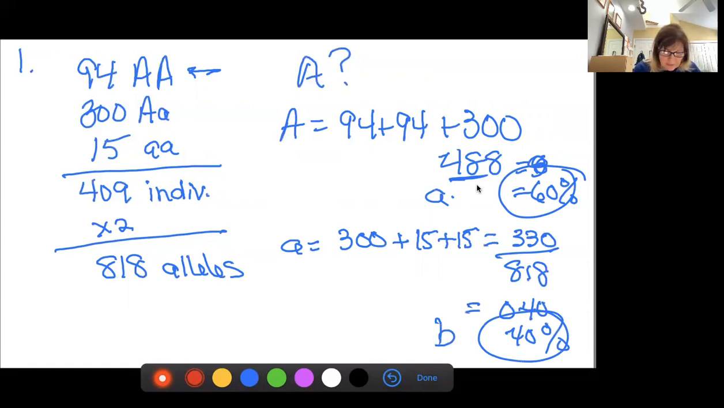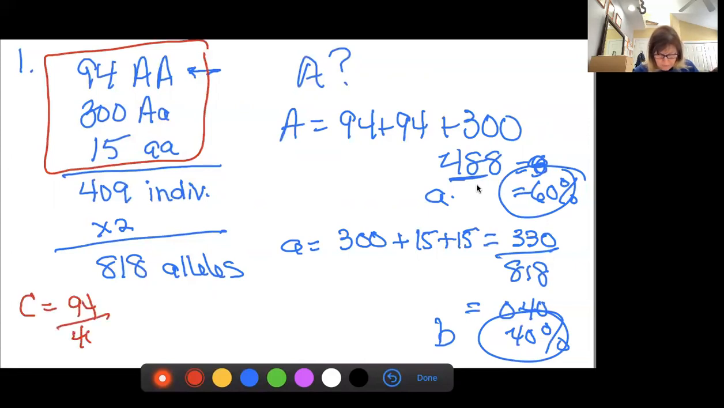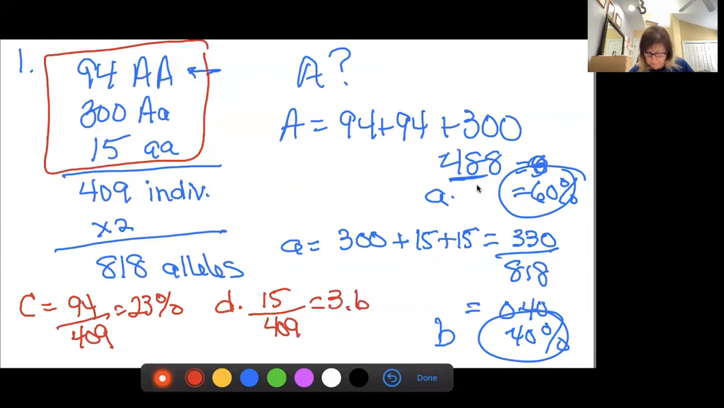For C, it asks the frequency of each of these genotypes. So C would be 94 divided by 409 individuals. So that would be 23%. And then D asked me the homozygous recessive. So that would be 15 divided by 409. And that gives me 3.6%. And E asked me the heterozygous. So that's 300 over 409. So that would be 73%. Okay, so that's how I would have done that problem.